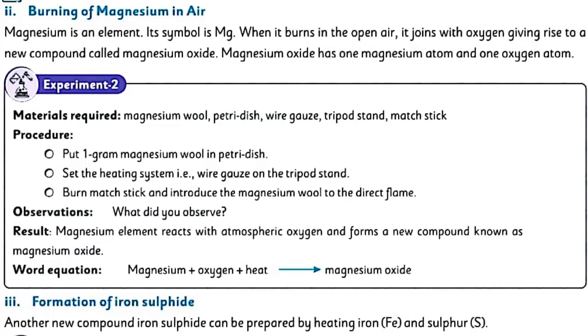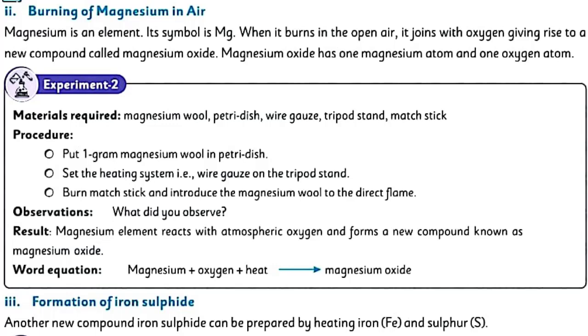Observations: what did you observe? Result: magnesium element reacts with atmospheric oxygen and forms a new compound known as magnesium oxide. Word equation: magnesium plus oxygen plus heat, arrow, magnesium oxide.